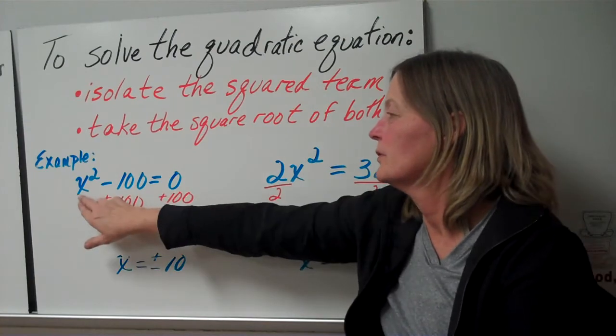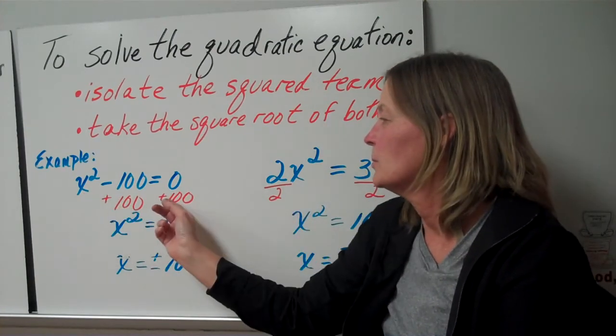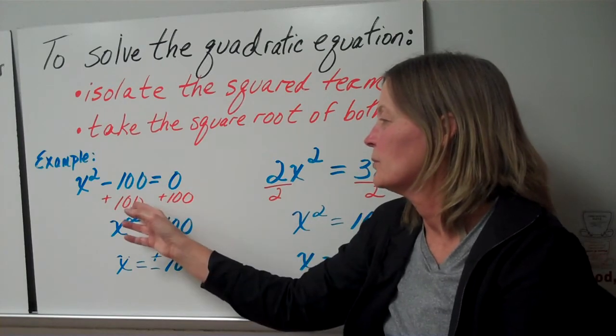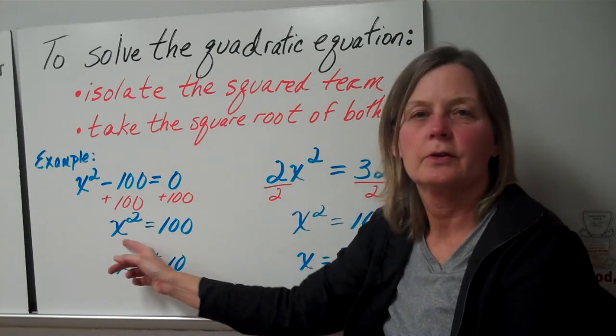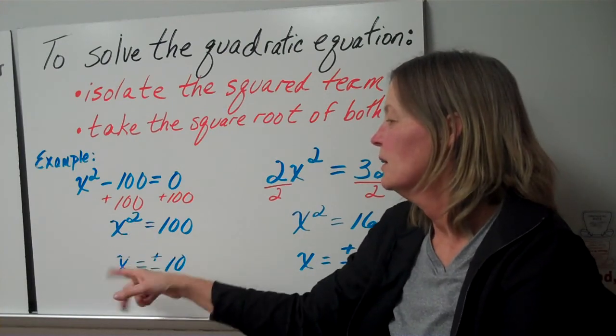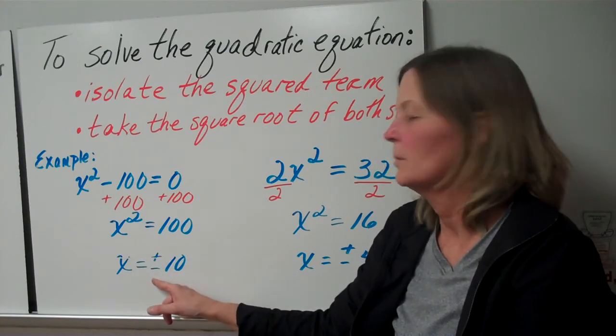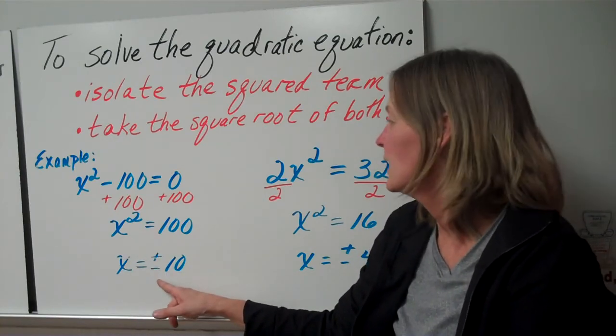What you're going to do is isolate this x squared, just like we did in basic equation solving. So you add 100 to both sides. That eliminates this 100, and you're going to have x squared equals 100. Well, what number to the second power is 100? You would be thinking 10, but don't forget that it's plus or minus 10. So a positive 10 as well as a negative 10.